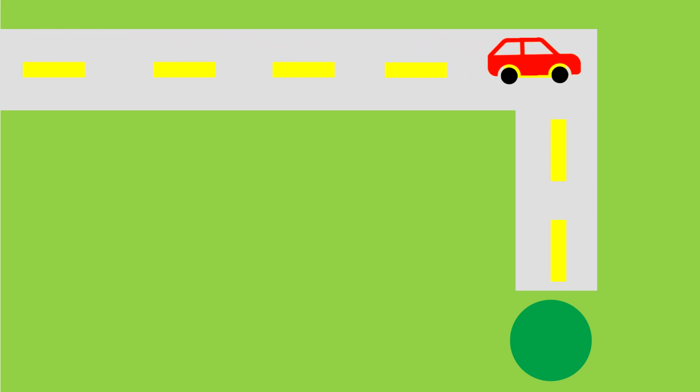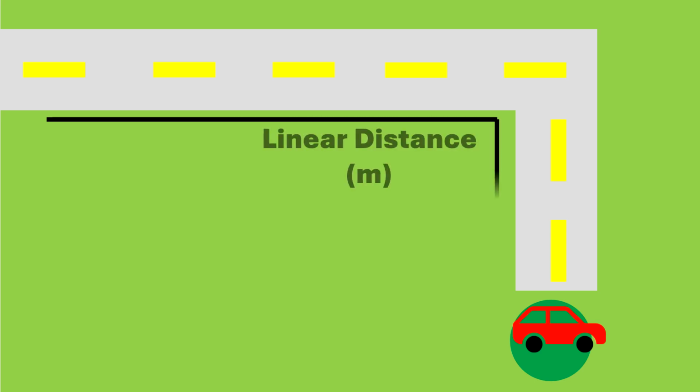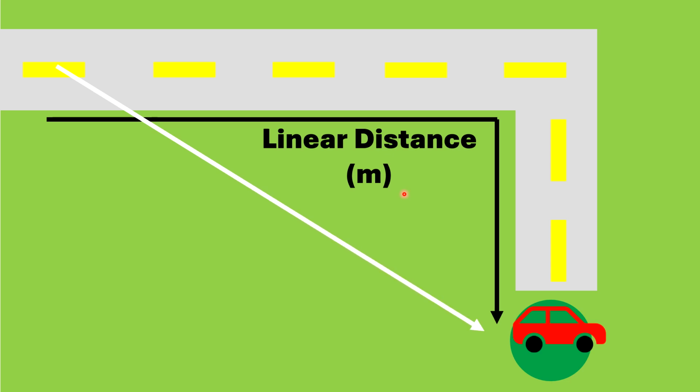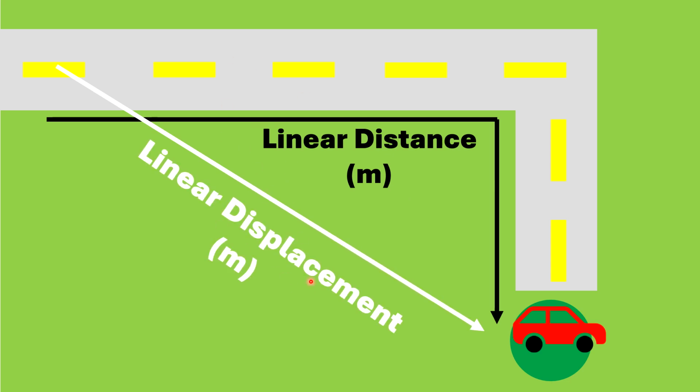So let's start with the first one, which is going to be linear distance. You'll see that it doesn't have a clear direction. It just follows the path that was taken by the car, and it's measured in meters. On the other hand, we have the vector, which is linear displacement. So it's the shortest possible line you can make between the 2 points.